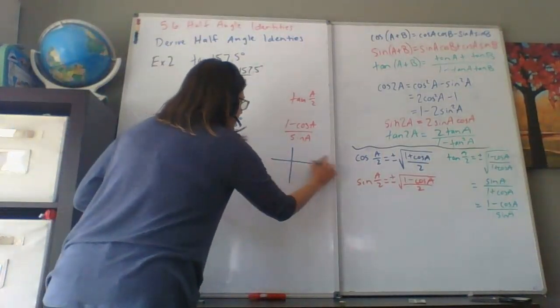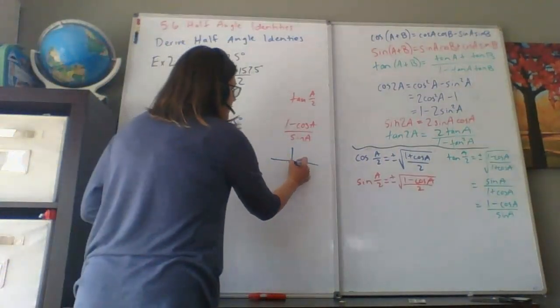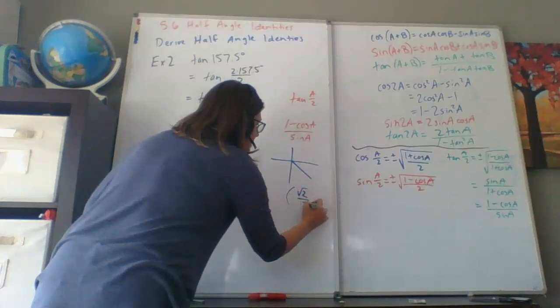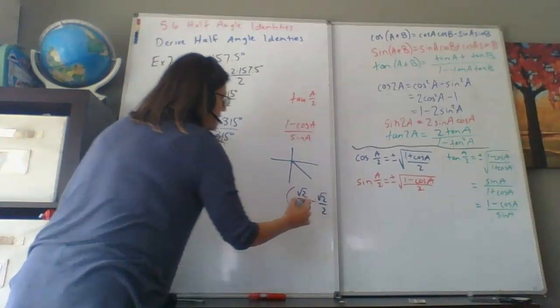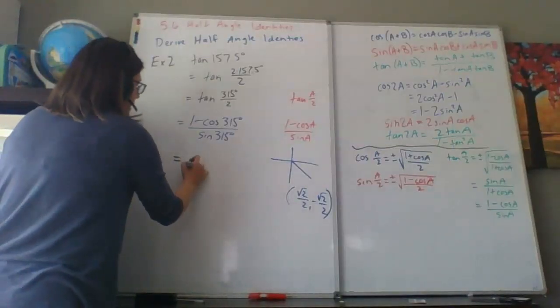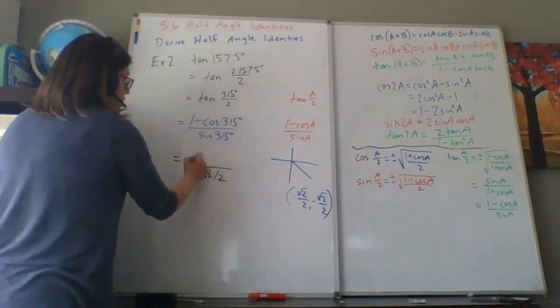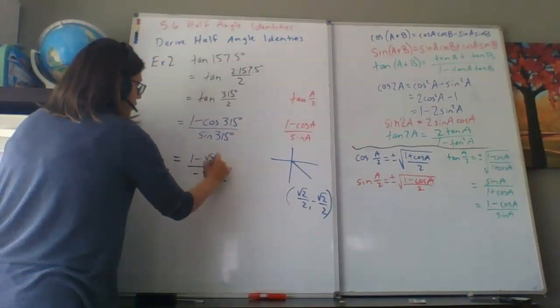So now we need to figure out, okay, 315 degrees is in quadrant 4, reference angle 45. So both x and y will be rad 2 over 2. The x is positive, the y is negative. Therefore, my sine will be a negative rad 2 over 2 on the bottom, and my cosine will be a positive. So on the top, we get 1 minus rad 2 over 2.